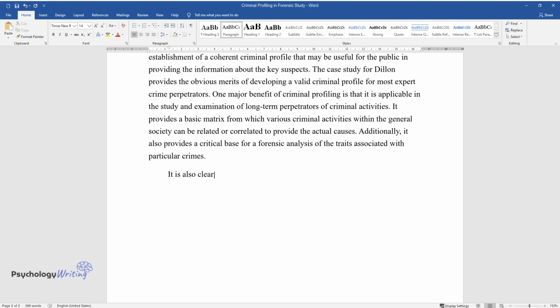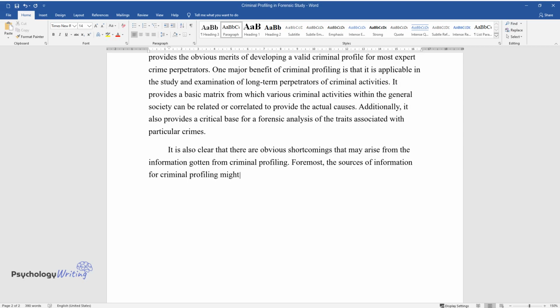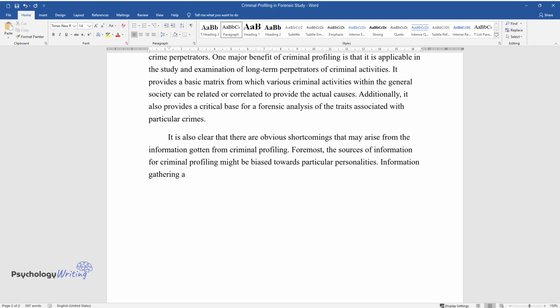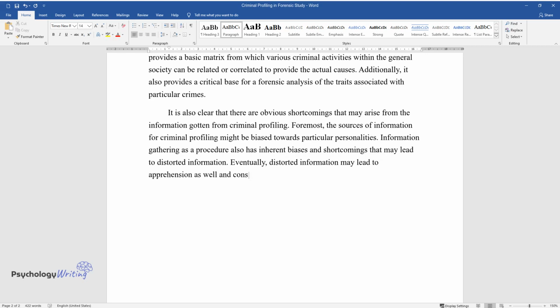It is also clear that there are obvious shortcomings that may arise from the information gotten from criminal profiling. Foremost, the sources of information for criminal profiling might be biased towards particular personalities. Information gathering as a procedure also has inherent biases and shortcomings that may lead to distorted information. Eventually, distorted information may lead to apprehension as well and consequent prosecution of innocent victims.